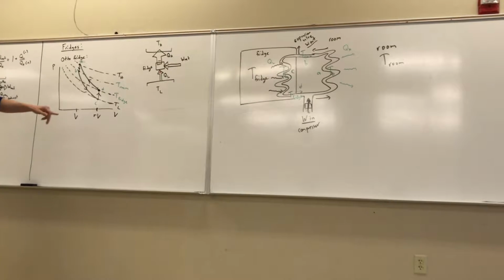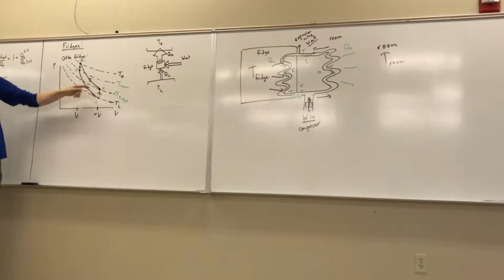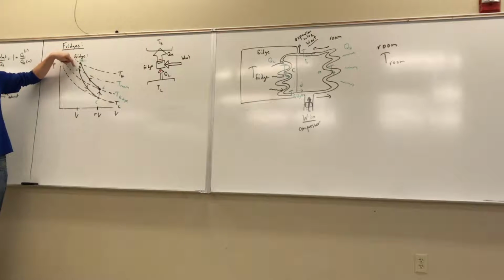Okay, so sorry I missed the PV diagram a little bit. I had the two isochoric processes in here going too far. They just go to the next adjacent isotherm. So from T low to T fridge and from T high to T room.